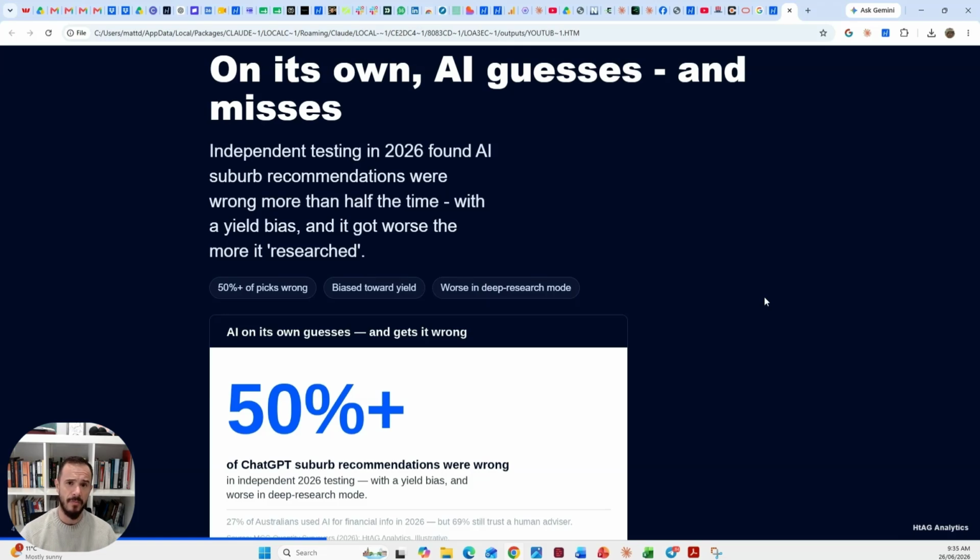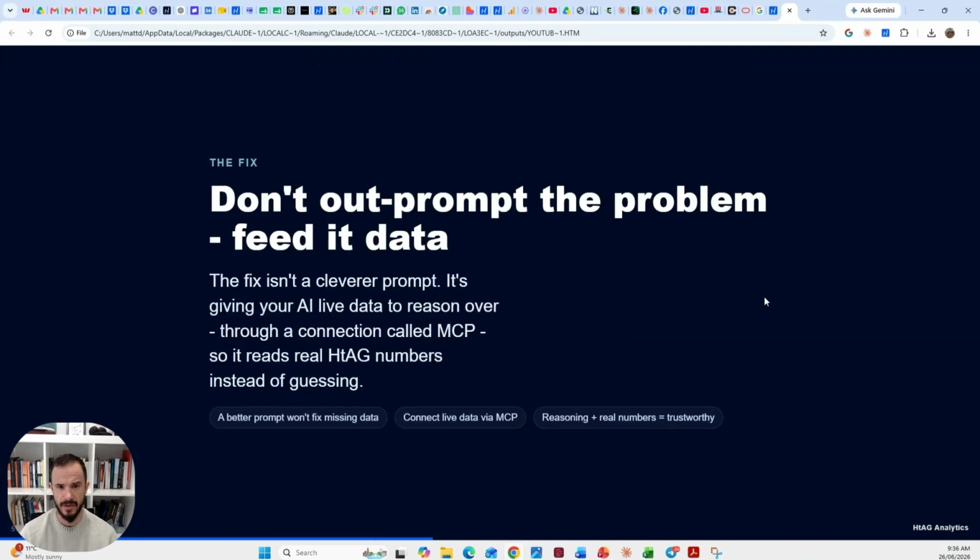Another thing that's a problem is hallucination. You will sometimes ask the AI agent about a suburb, and then ask the same question again and it could potentially give you two separate answers because it pulls from different sources. Independent testing in 2026 found AI suburb recommendations were wrong more than half the time. As I mentioned before, if you're looking to spend $1 million and secure your financial future, a 50% miss rate is actually huge, and you really have to be concerned about it.